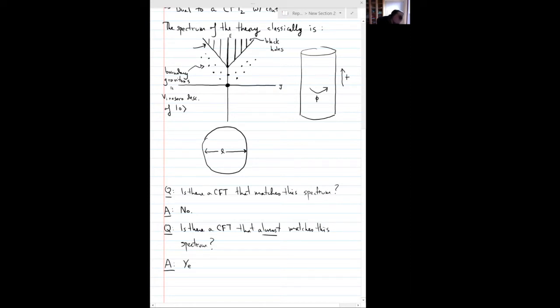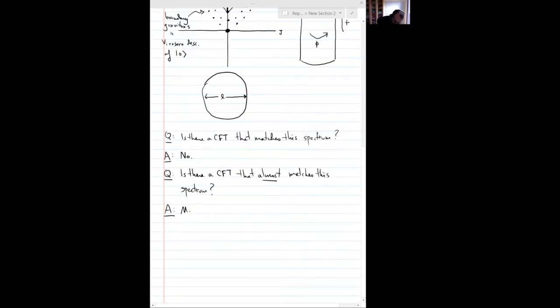And my answer will be yes. Oh, okay. I should say, maybe I shouldn't say yes. I will say maybe. And I will make a proposal for what the minimal matter content is that one needs to add in order to have something that looks as close as possible to a quantum theory of general relativity in asymptotically AdS boundary conditions.